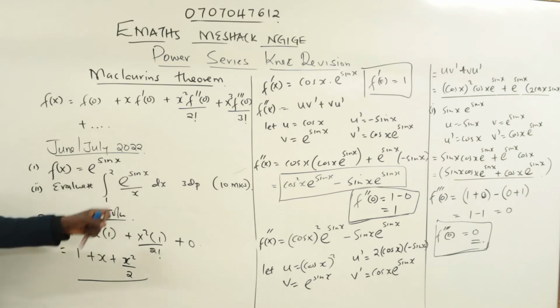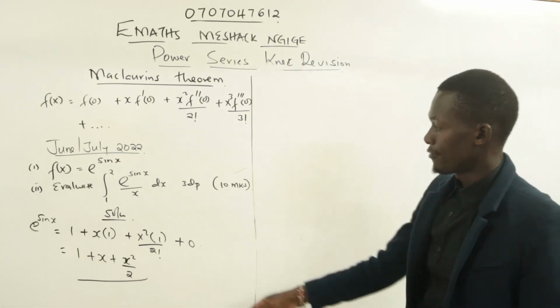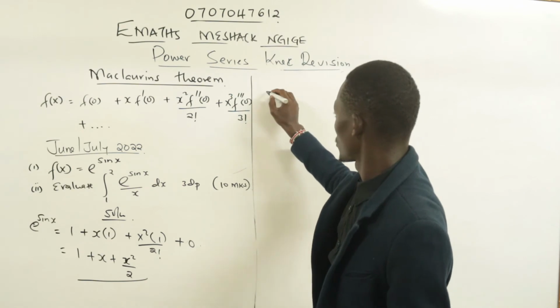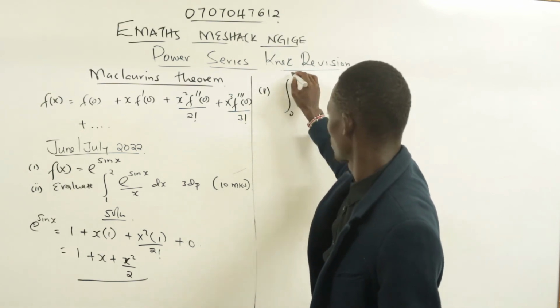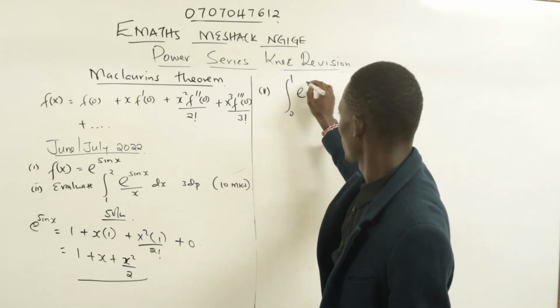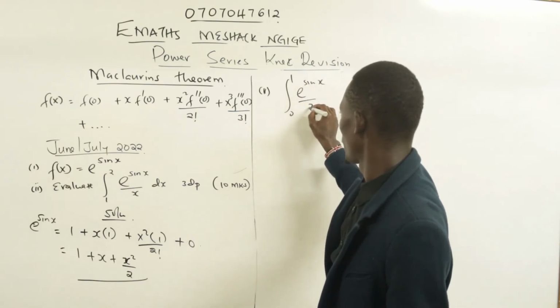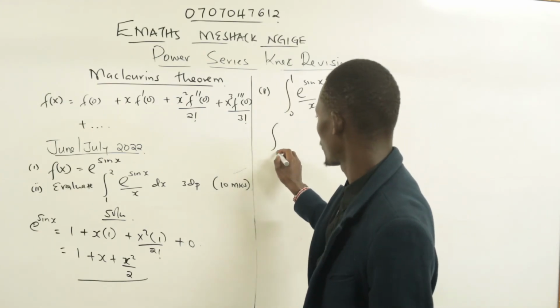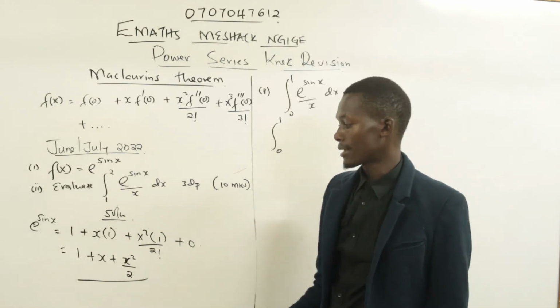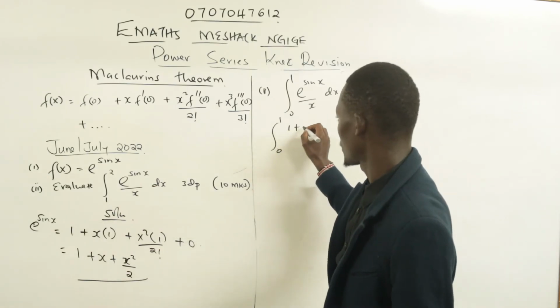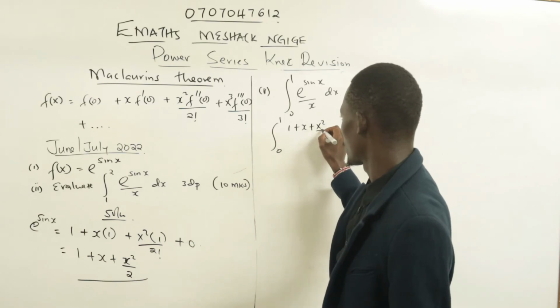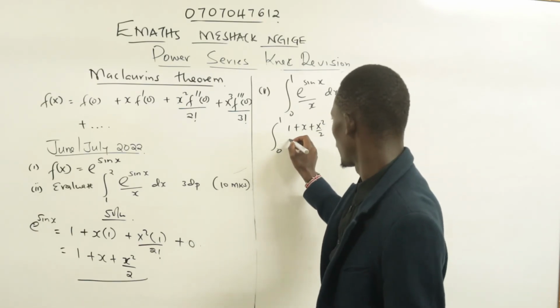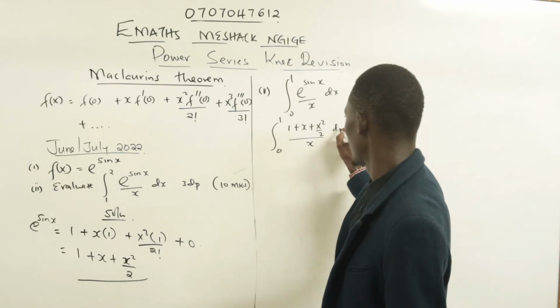Then from this point we can now solve the second part and see what it gives us. So let's solve for this second part. So rewriting this, part 2 is the integral from 0 to 1 of e^(sin x) divided by x, dx, to 3 decimal places. Now rewriting this again, we shall have from 0 to 1, the expansion for e^(sin x) is given by this, so it's 1 plus x plus x squared over 2. Then divide by x and dx.